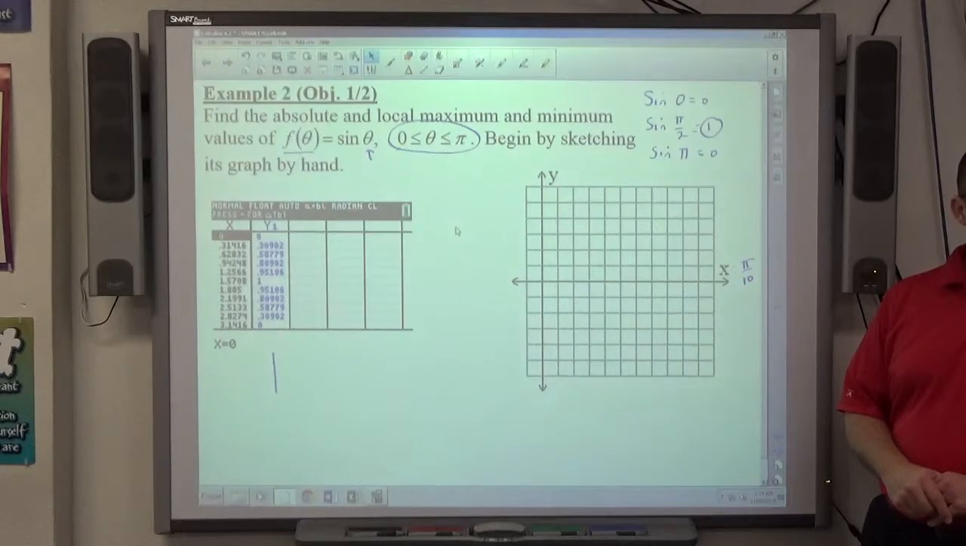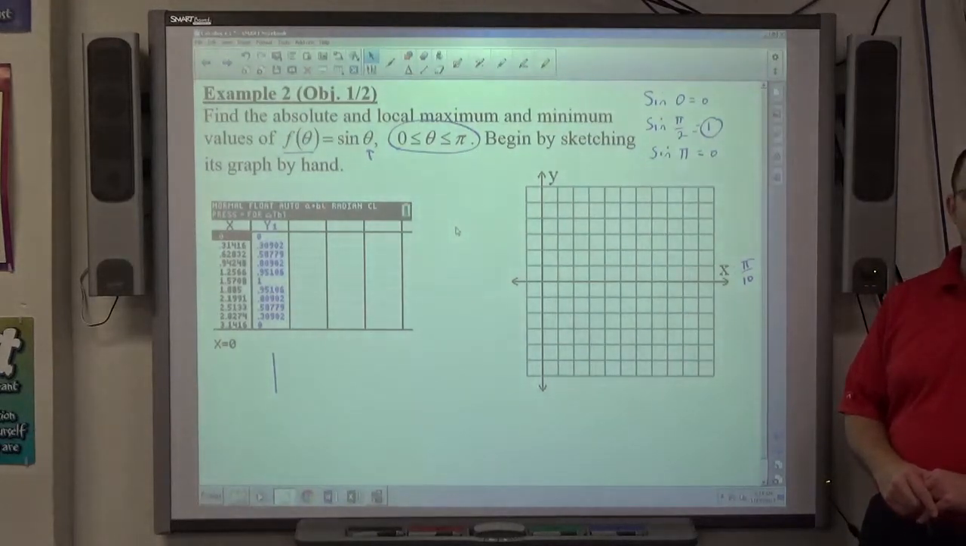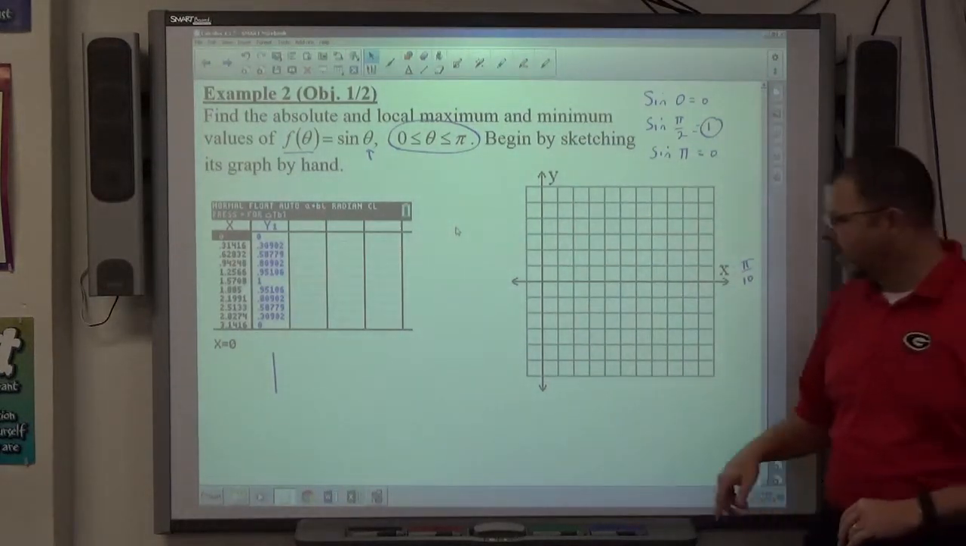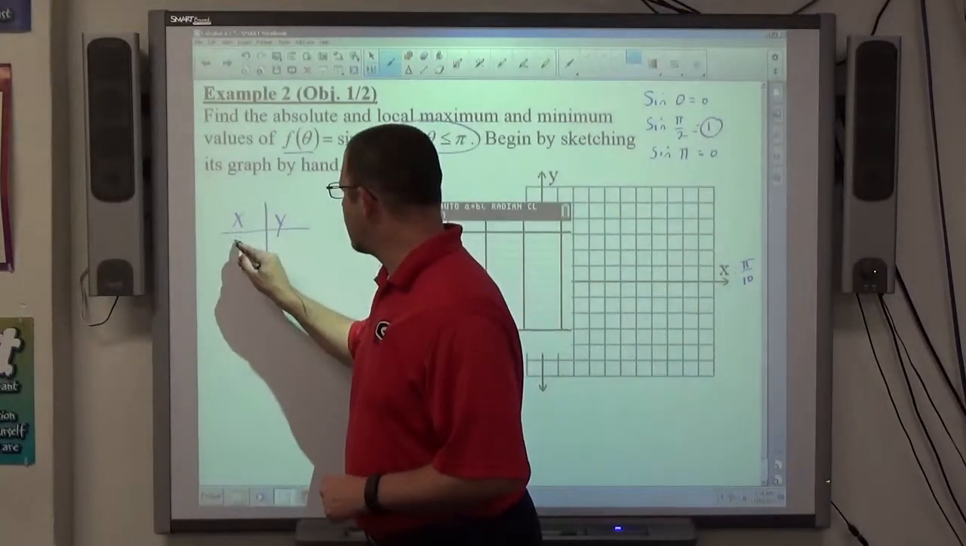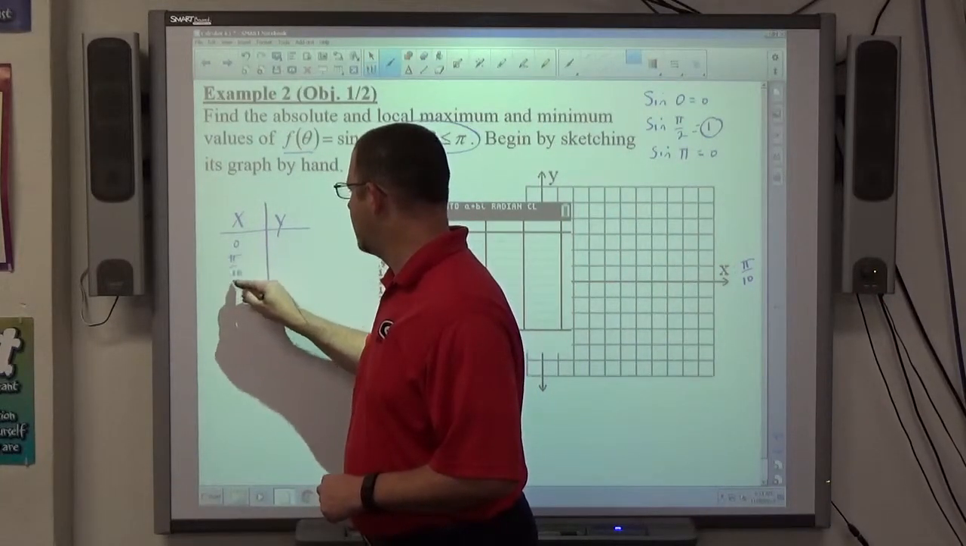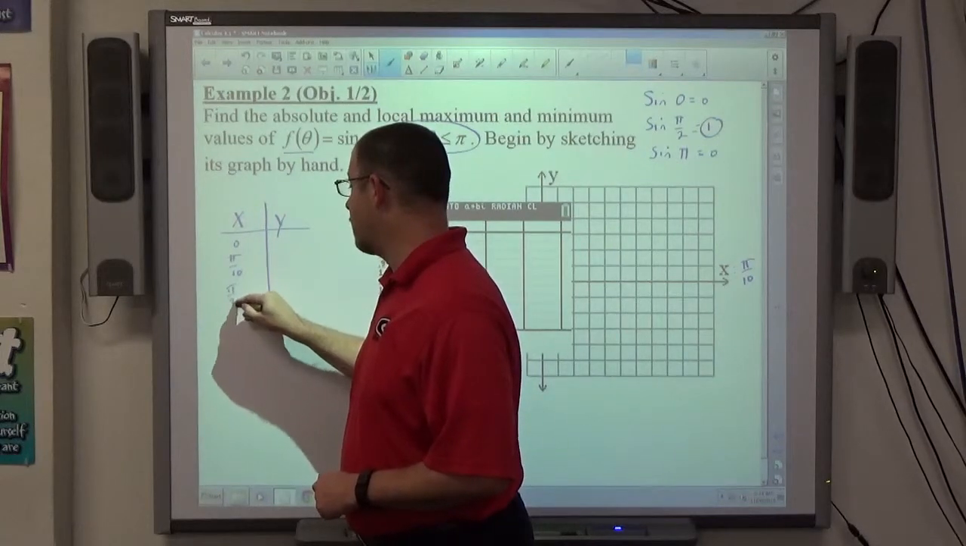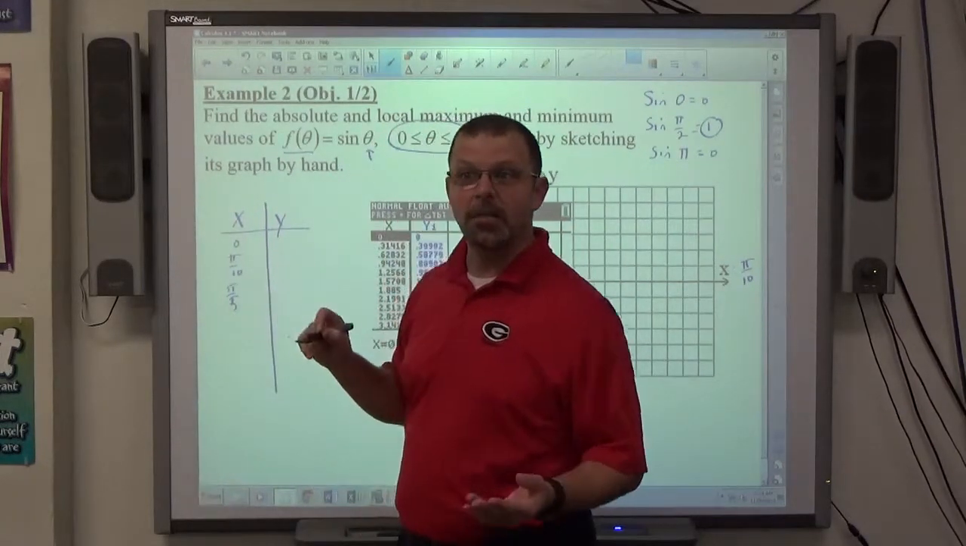As far as graphing is concerned, a couple decimal places is plenty. Okay, again, that's obviously more than I needed. So if this is you guys filling out your papers, I would go 0, pi over 10, pi over 5, which is 2 pi over 10. If you don't want to reduce, that's fine, 5 pi over 10.